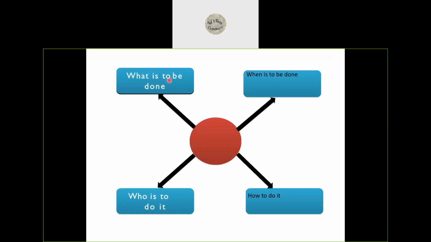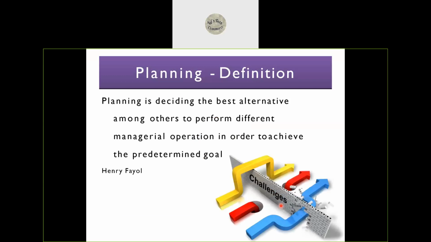Planning is what is to be done, who is to do it, when is to be done, how to do it. For example, let us take another example that I want to plan a birthday party. So what is to be done? Celebration of birthday. When is to be done? On the date of the birthday. Who is to do it? We people will be doing it, and how to do it? How we will be celebrating. What will be the menu? What will be the venue? What will be the timings? All that we will be deciding.